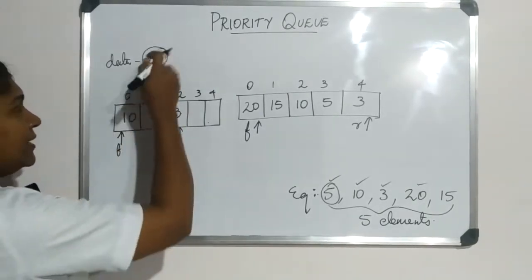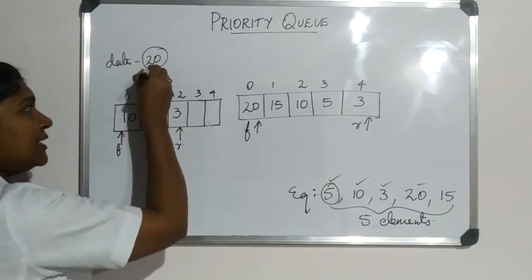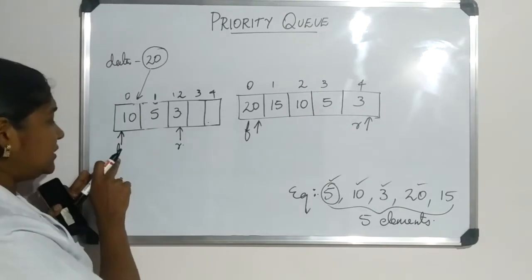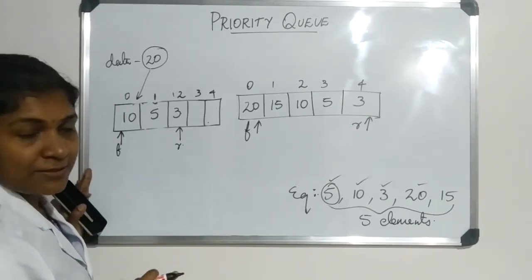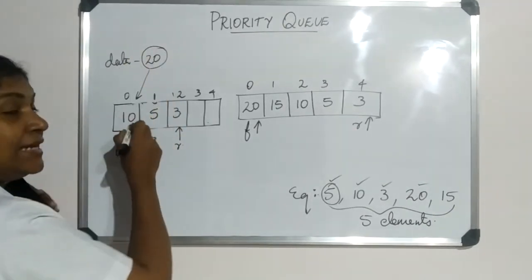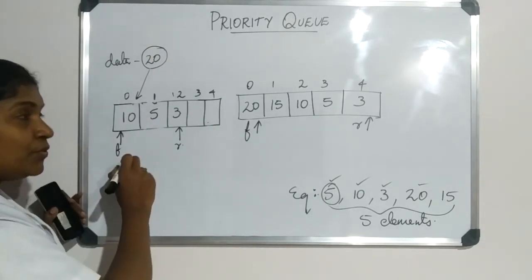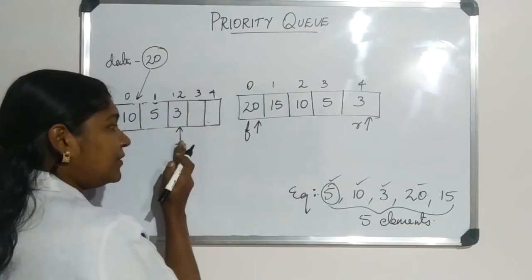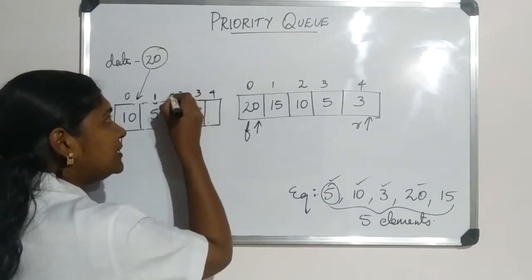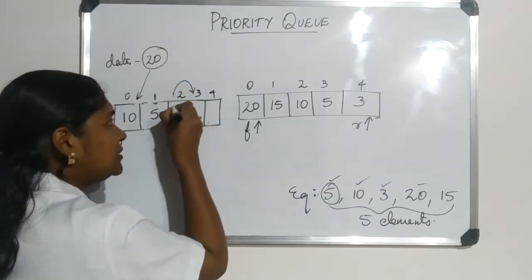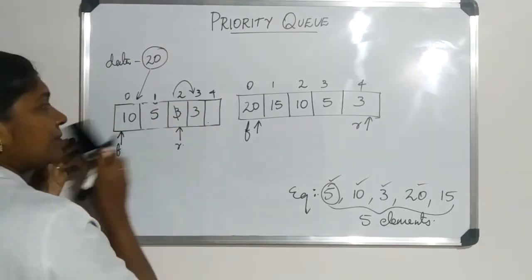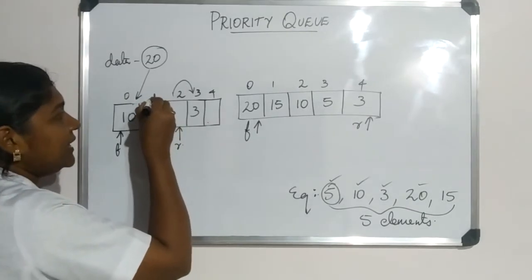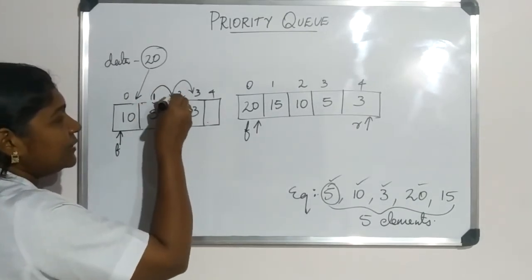Okay. Then we considered element 20 and we checked with the element in the front position to which the front pointer is pointing. So as 20 is greater, what we should do? We should move all the elements from rear to the next position. That is 3 to this position. And right now this position is free. Then again 5 to next position.